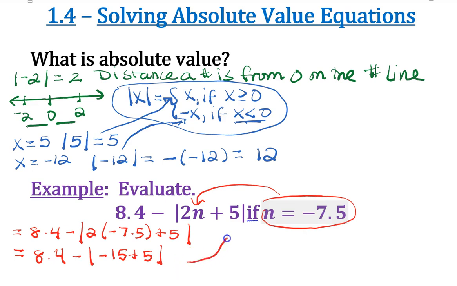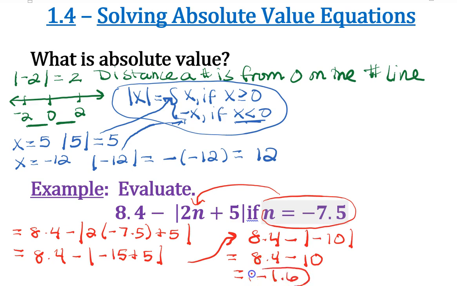This in turn is going to lead us to 8.4 minus the absolute value of negative 10, which will lead us to 8.4 minus the absolute value of negative 10, which we discovered up above by the definition is positive 10, so this is 8.4 minus 10, and 8.4 minus 10 is negative 1.6. So this evaluation of this expression leads us to negative 1.6.